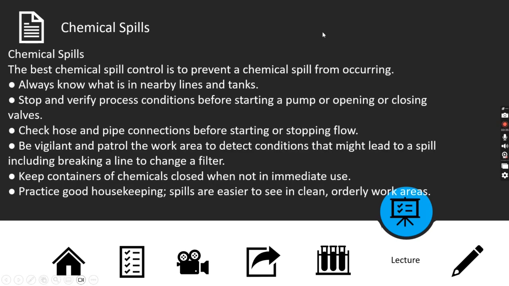Chemical spills. You want to know what's in nearby lines and tanks as a process technician. You want to verify process conditions before starting a pump or opening or closing valves. You want to check hose and pipe connections before starting or stopping flow. It's easier to prevent a mess than it is to clean it up, pretty much. Keep containers of chemicals closed when not in immediate use, and practice good housekeeping.